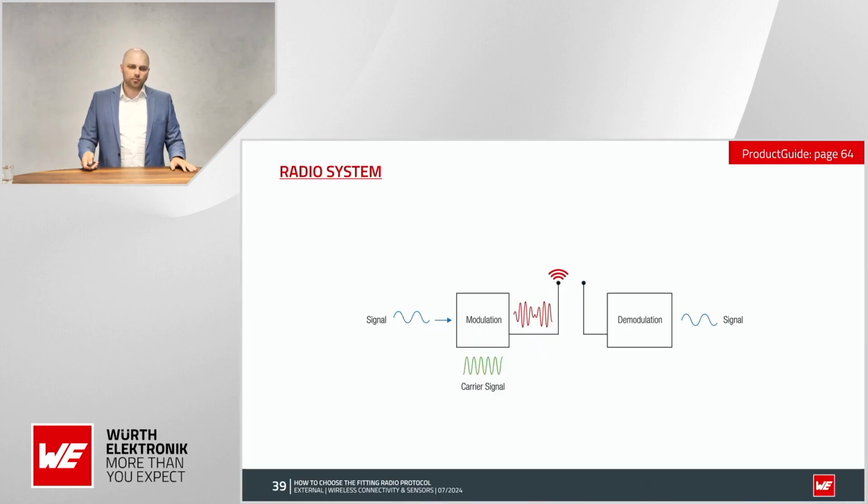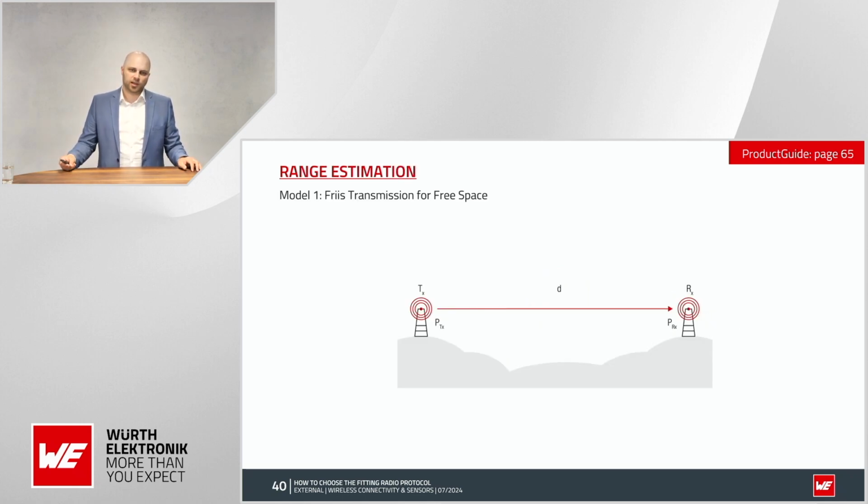A radio system always has a signal and you want to send it through the air. Therefore, you have to modulate and demodulate it. And because of that, it cannot be in real time. There is also always a time needed for the modulation and a time for the demodulation. It can have a constant latency, but there is a time needed. So this is important for you.